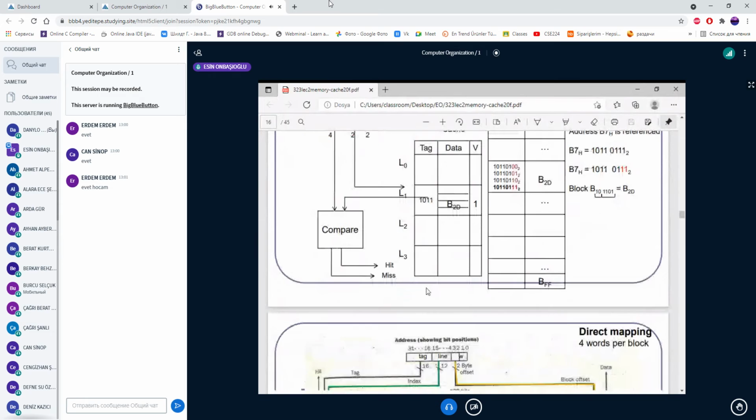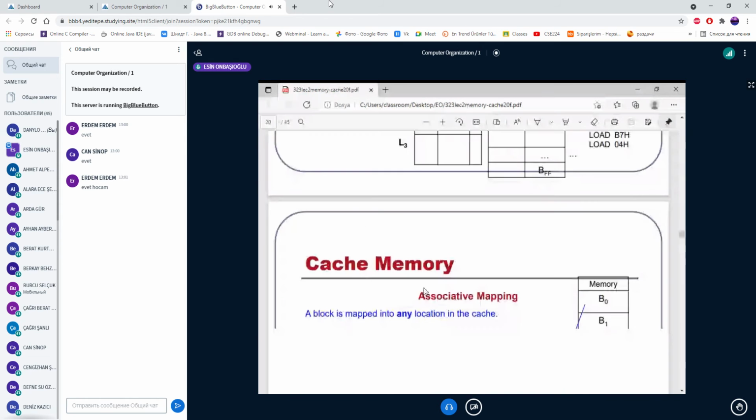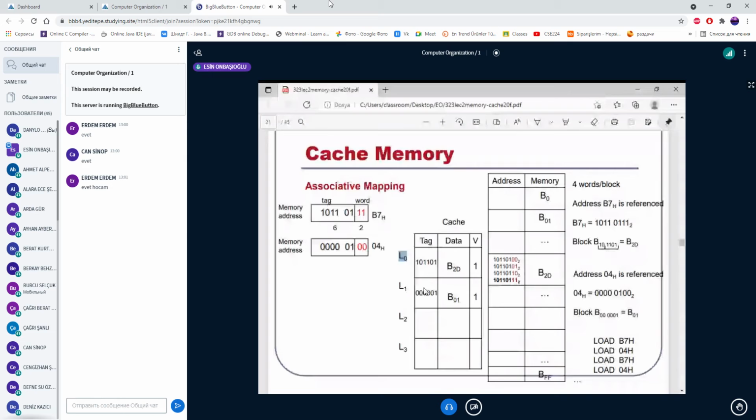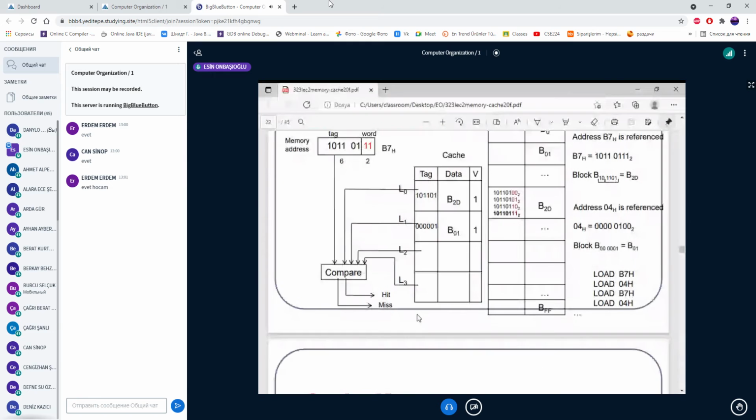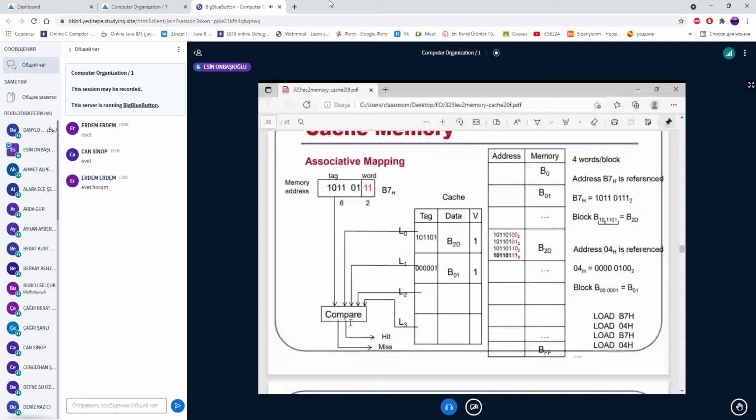But now in associative mapping, a block can be anywhere in the cache. So therefore, in order to check if the block is already in the cache or not, we have to compare all the tags in the cache with the tag in the address. Because it can be anywhere in the cache. So therefore, in associative mapping, the comparison circuit is much more complex because now this tag in the address must be compared to all the tags in the cache.